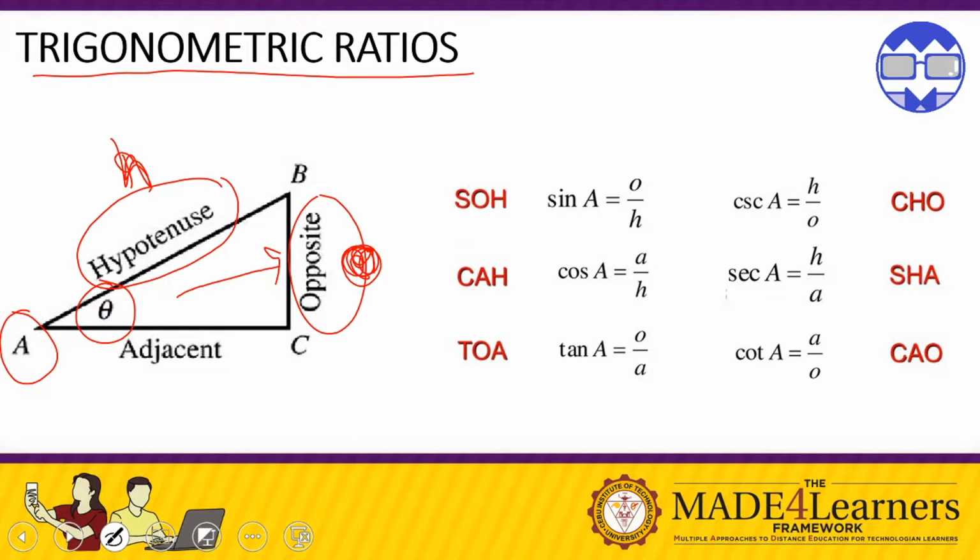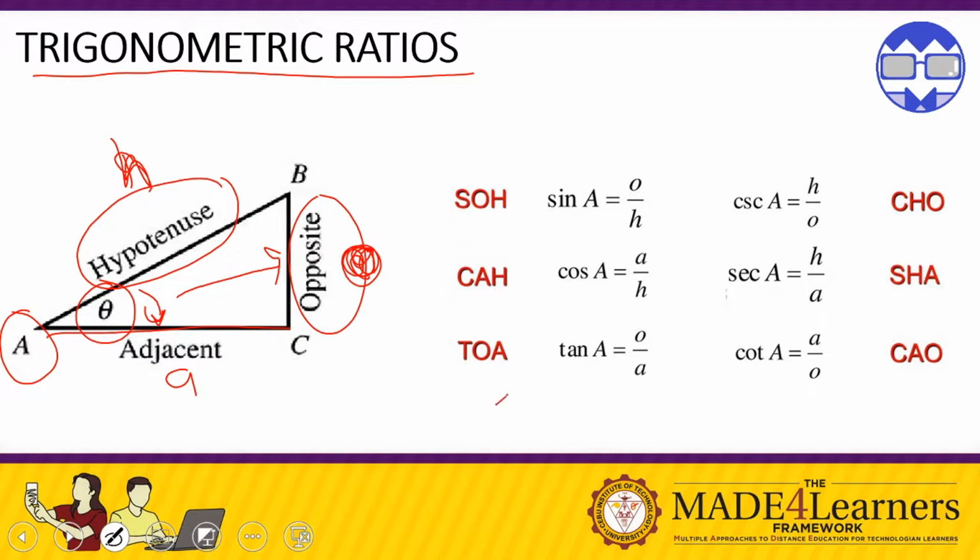Then the shorter side is adjacent to the angle. When we say adjacent, it's a neighbor, a neighboring side that is closer to the angle. So we have the adjacent side. Let's denote this one as A. So we have O, H, and A.